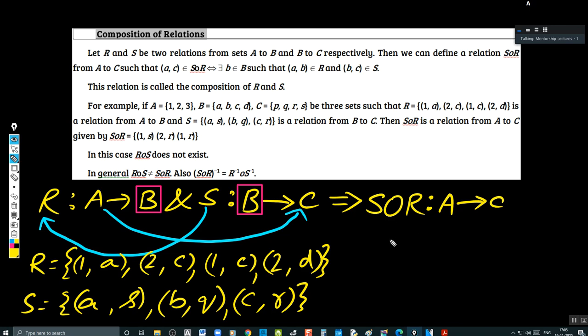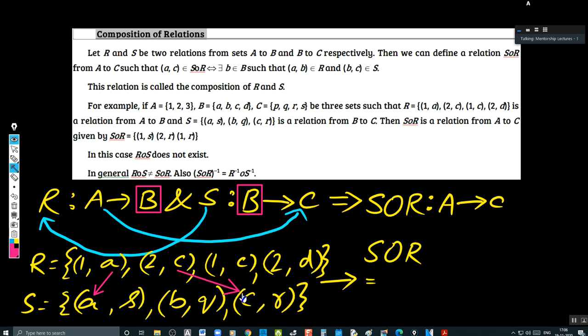Now, without seeing that, let us write SoR. SoR is from A to C. What is that I said? (1,a), yes. The common element is to be eliminated. Just see that carefully. Understand this. (1,s): this a is to be eliminated. The range and the domain element must be eliminated: the range of the first relation and the domain of the second relation is to be eliminated. Then what do you get? You will get (1,s) here.